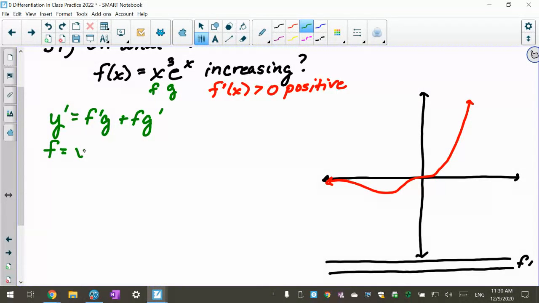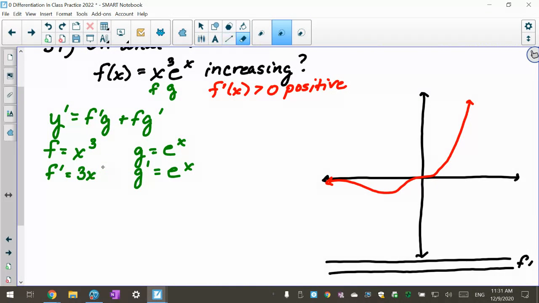So my f is x cubed. My f prime is going to be 3x squared. My g is e to the x. And g prime is also e to the x, because the derivative of a continuous exponential function is itself. Oops, squared, sorry. I just erased that to make it look better, and I wrote the wrong number there.